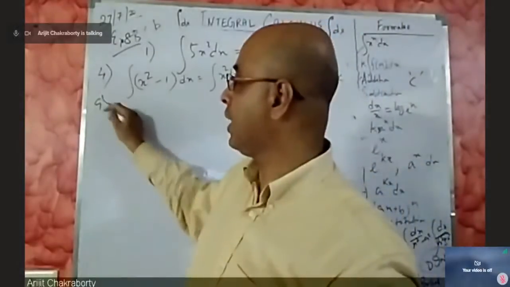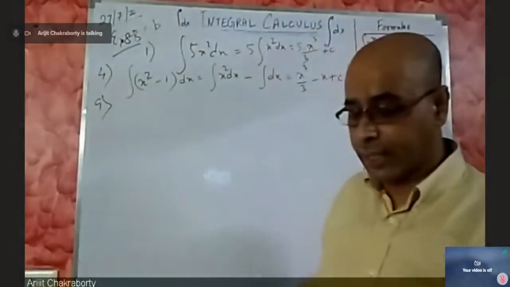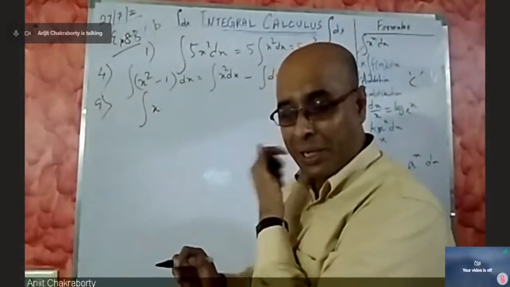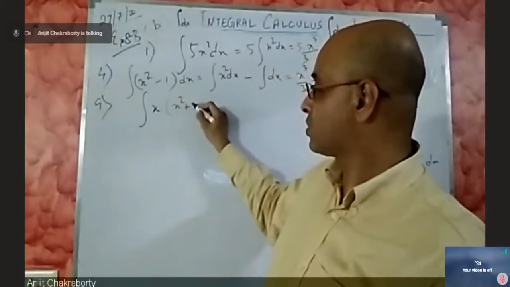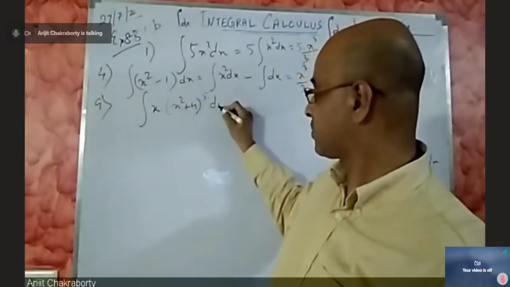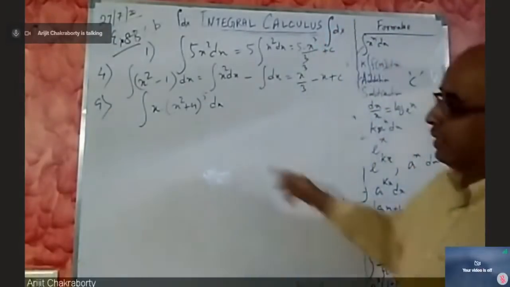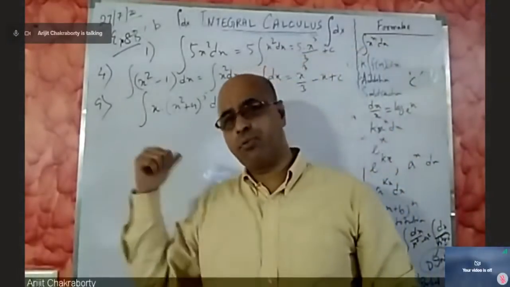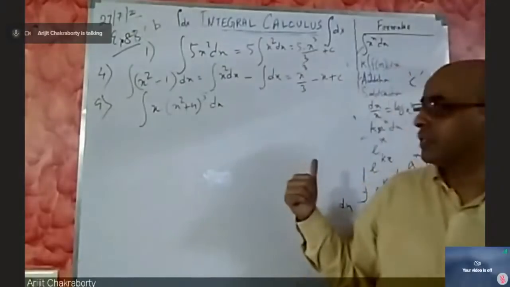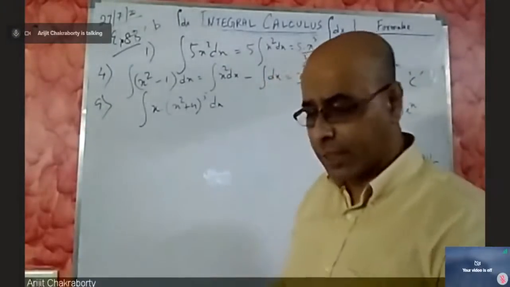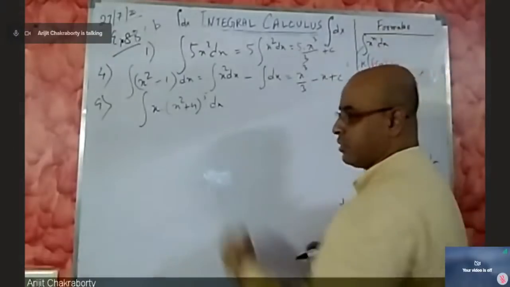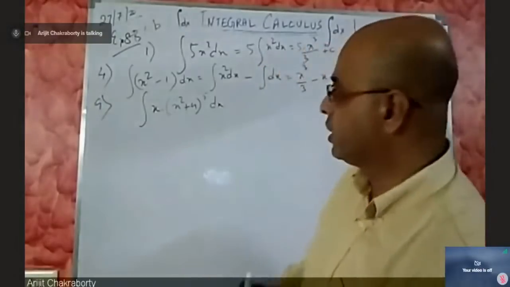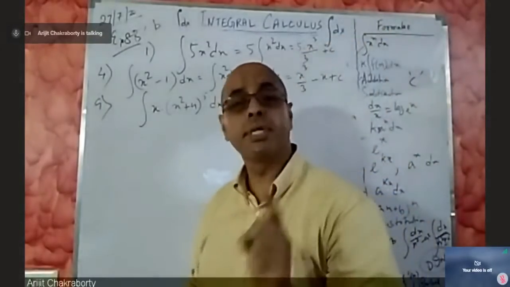I take up question number 9 now. We have to integrate x into x square plus 4 to the power 5 dx. Okay, x into x square plus 4 to the power 5 dx. Please note the form of this question. Now, this is substitution. So what I do here is, please see the question. Let's see if I can solve it or not using the rule of substitution.